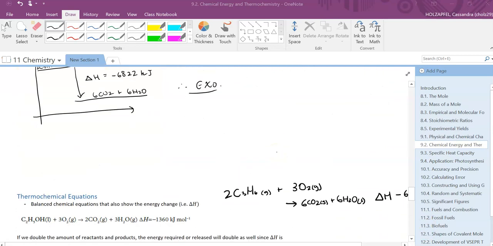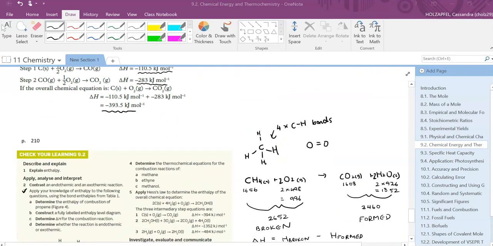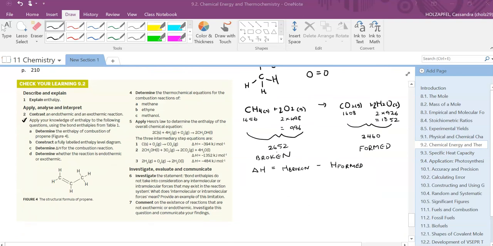And then I used the mole to calculate the total amount of energy, because I've got 1 mole of this particular substance, and then I've got 2 moles of this particular substance. So in total, the energy involved was 2,652.